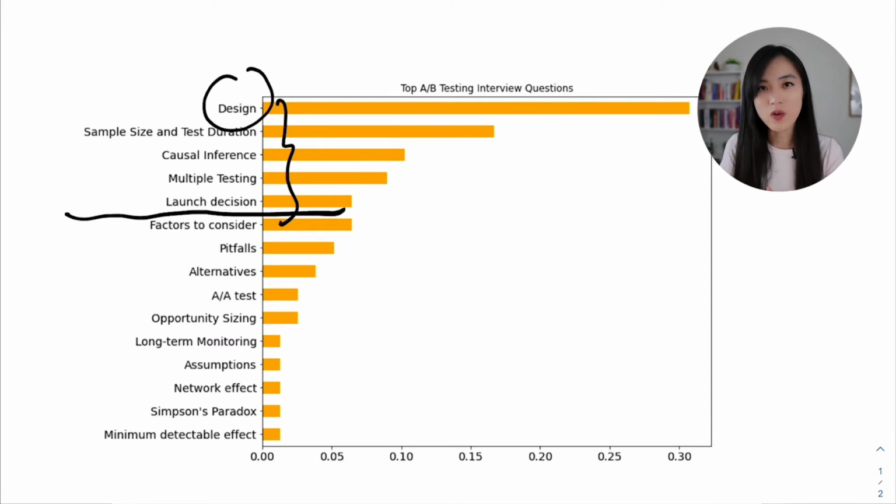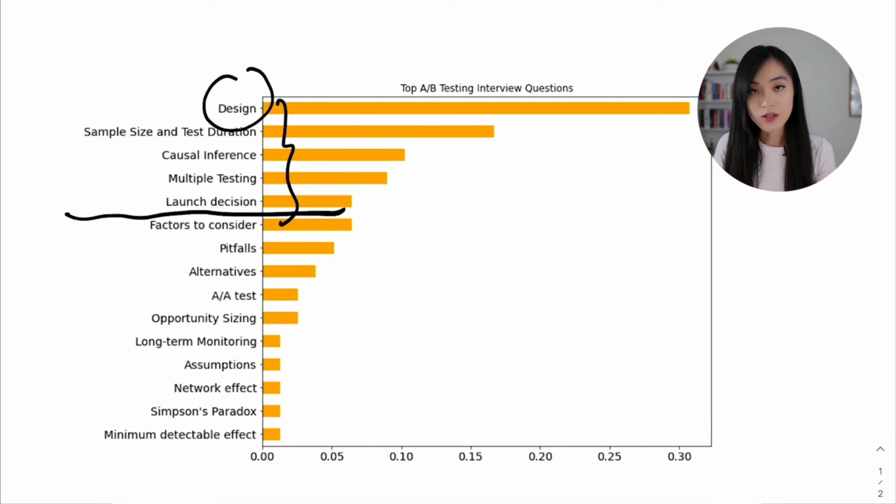So what is a design question? The design question is a broad question. It asks you to design a test to evaluate the effectiveness of a new feature or the success of a new product, etc. For example, how do you design a test to evaluate the effectiveness of a referral program? Next up is sample size and test duration.